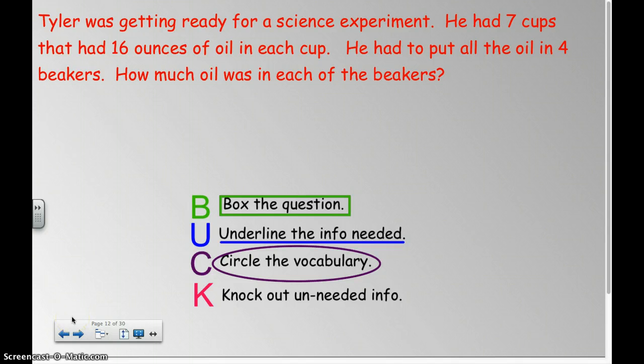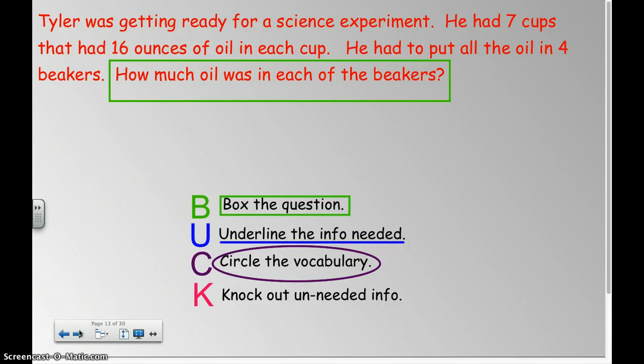Tyler was getting ready for a science experiment. He had 7 cups that had 16 ounces of oil in each cup. He had to put all the oil in 4 beakers. How much oil was in the beakers? So, box the question. How much oil was in the beakers? Our sentence that answers that question would be, there was blank oil in each beaker. Period.